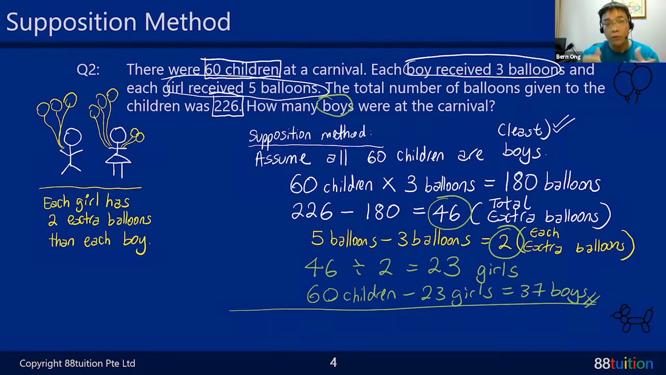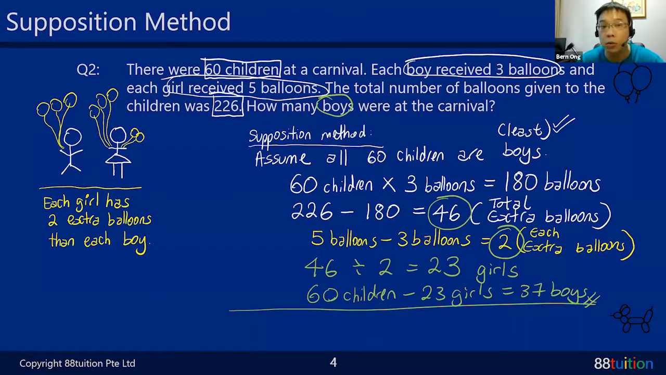First one, you assume all are what? The least number of balloons. Then how come you got the differences? The differences come from what? You compare one boy and one girl. The differences come from that one girl. Why? The girl got extra 2 balloons, right? So differences divide by differences, or the extra divide by the extra. That is how you find the number of girls. Can you see now?